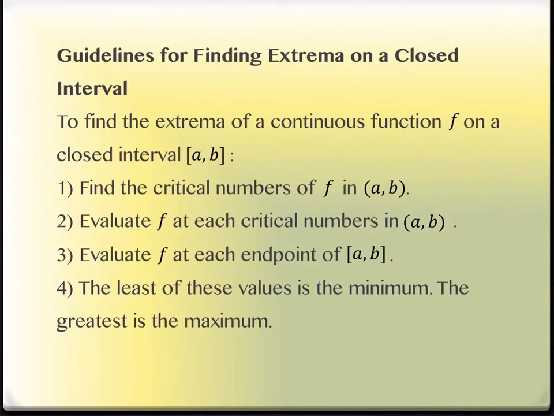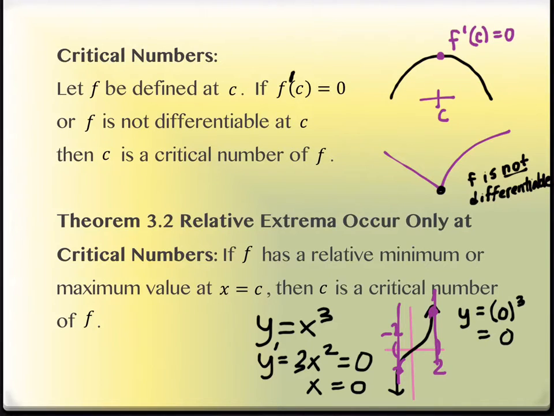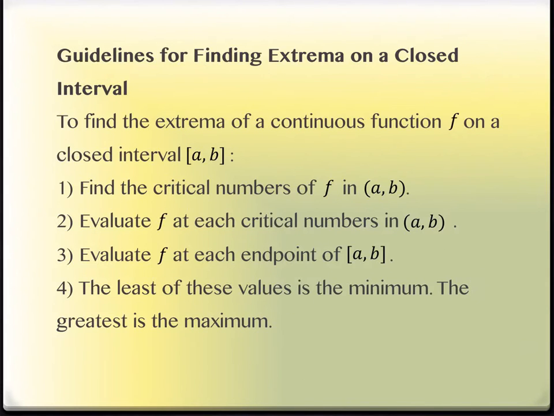Step 3 is to evaluate the endpoints. Each endpoint. So if you were looking at this one, that would mean finding the value at -2 and finding the value at 2. So you plug in the endpoint values. So you plug in any critical values, any endpoint values, and you compare them. Whichever one is the biggest one is your maximum. Whichever one's the smallest one is your minimum. That's all there is to it.